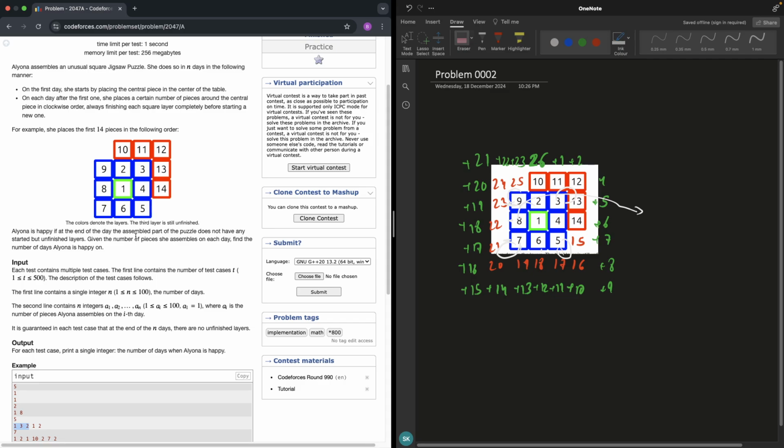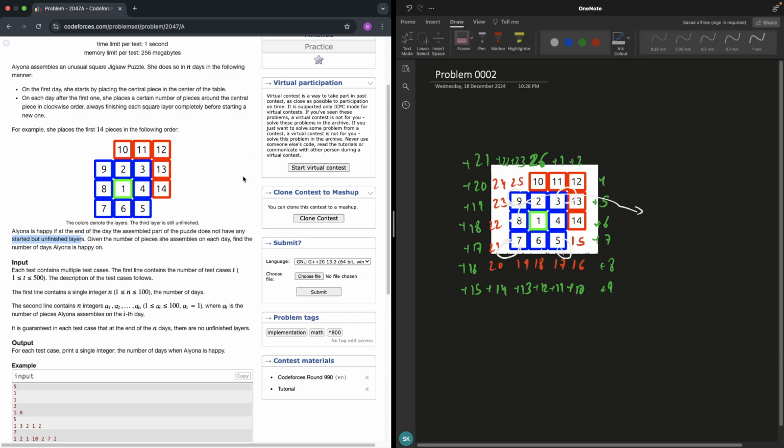At the end of the assembled part means she is going to be happy if, at the end of the day, when the day is ending, the assembled part of that puzzle, meaning how much part of the puzzle has been assembled, does not have any started but unfinished layers. Means this does not have any started layer but only have unfinished layers.